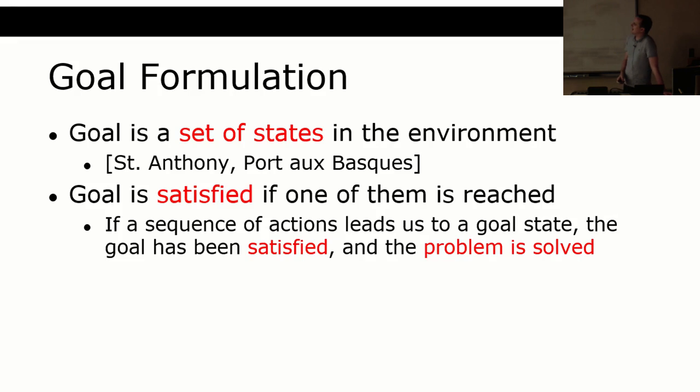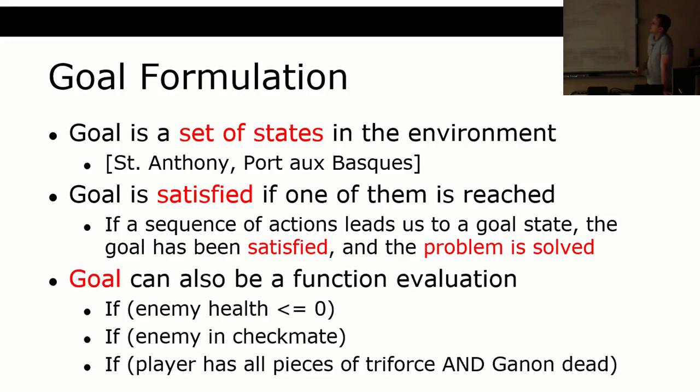So if a sequence of actions leads us to a goal state, then the goal has been satisfied and the problem has been solved. Now, this is not the case of an optimizing problem, necessarily, where you want to find the optimal solution, like the least gas or the least time, but this is just, okay, the goal has been satisfied. In this case, the goal is a set of states, and we would look at the state that the agent is in and just compare it to the set of goal states.